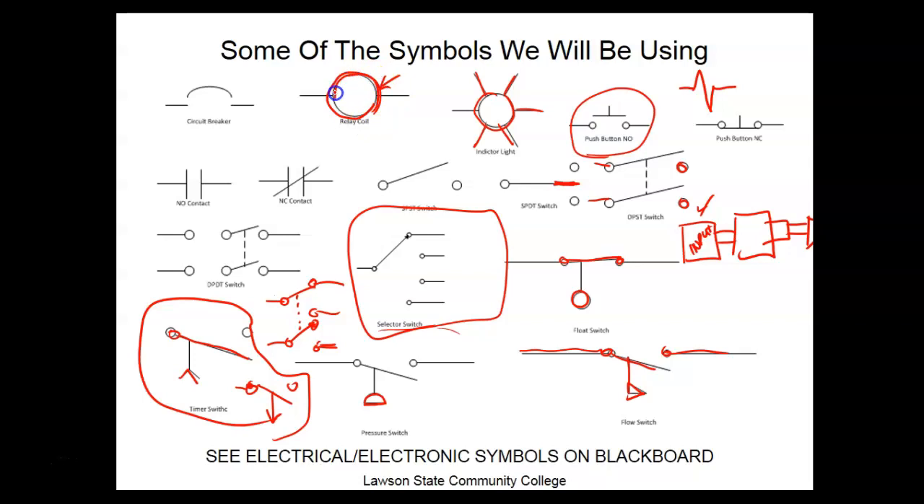This is the relay coil. This is not the contacts. This is the relay coil. This would be the symbol that we would use to identify the contacts that are being controlled by the solenoid. And later on we'll show you how we can identify what goes with what.